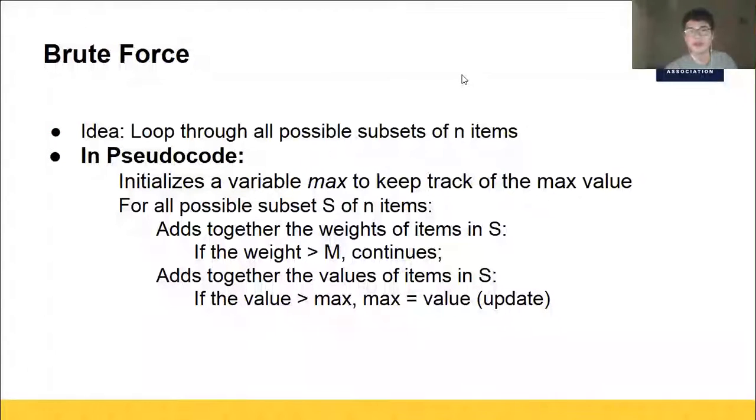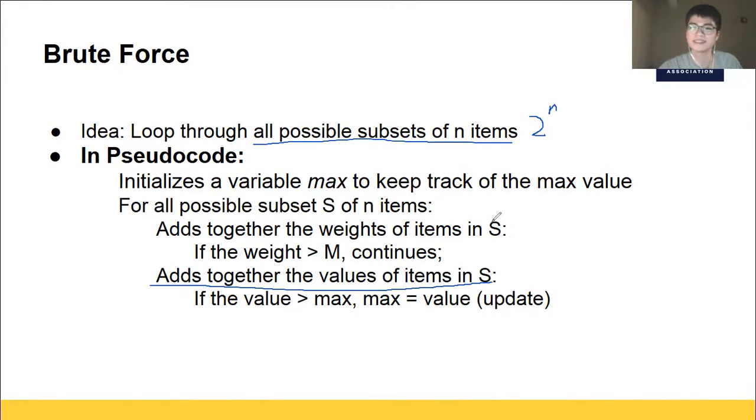The first way to approach this problem is, of course, brute force. But brute force has a lot of limitations. The idea behind brute force is to try all possible subsets of items. There are 2 to the nth power such subsets. In each loop, we add together the weights to see if they are larger than the capacity. If so, it is invalid because it just cannot take that much weight. If it is valid, then you add together the values. If it is larger than the current maximum, then you update the max.